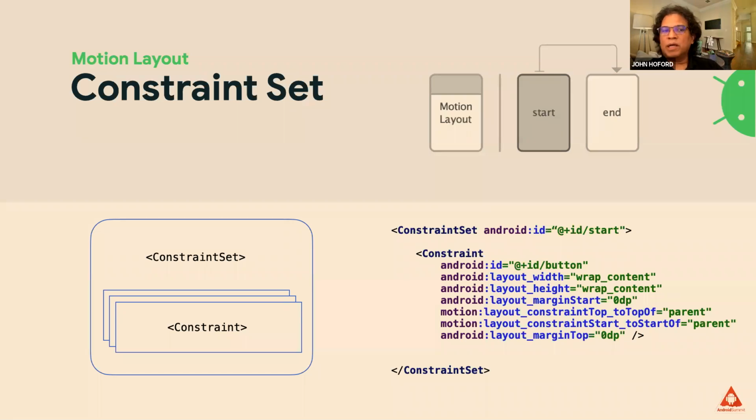The constraint sets have essentially all the tags you would have normally seen in a layout, but they're now just labeled constraint and the ID. And that's saying, go find this object in the layout and apply these constraints to it.